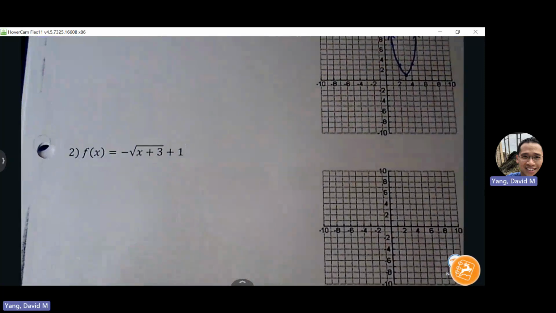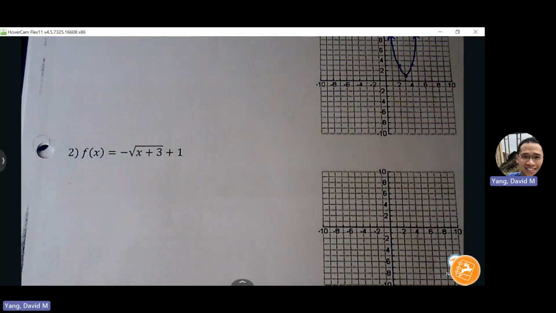Okay, so number 2, see if you can identify your parent graph, right? Visualize your parent graph, identify what's happening to your graph, identify the transformations, and then let's see if we can do a quick sketch of this graph.